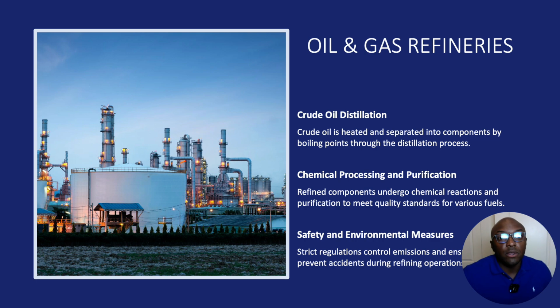Refiners use a wide range of equipment. We use distillation columns, heat exchangers, reactors, pumps, compressors, valves. All of this is used to carry out the operations. Safety and environmental protection are also major concerns, with strict regulations in place to minimize emissions and prevent accidents. Understanding how refineries operate will help you make the connection between raw natural resources and the fuel that powers our vehicles and industry.